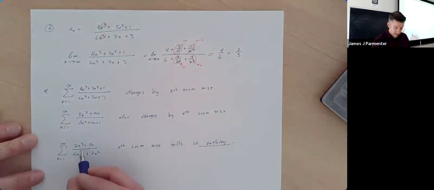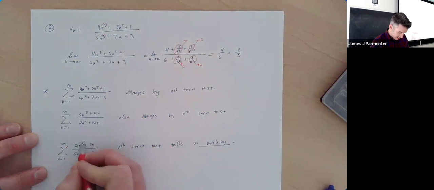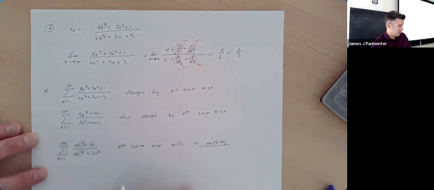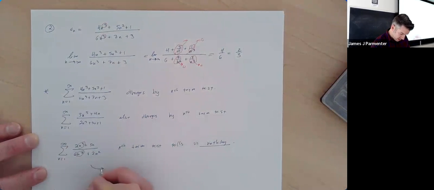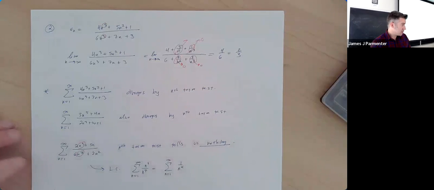So here I would observe that n cubed is the highest power on top, n to the 7th is the highest power on the bottom. So I would limit compare this to the sum from n equals 1 to infinity of n cubed over n to the 7th, aka the p series 1 over n to the 4th. So I'm looking for convergence because I'm comparing it to something I know converges. And it would show convergence, right?